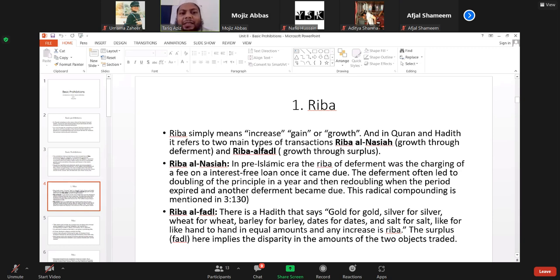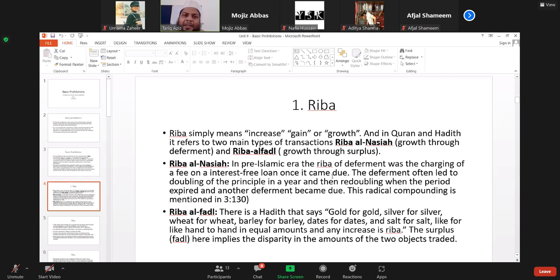But in today's context, the important concept that we have to remember is not riba al fazl. It is riba al nasiya that is more prevalent and relevant in today's context. And riba al nasiya comes into play in borrowing and lending transactions. So in the pre-Islamic era, the riba of deferment was the charging of a fee on an interest-free loan once it came due. The fee on the deferment often led to doubling.